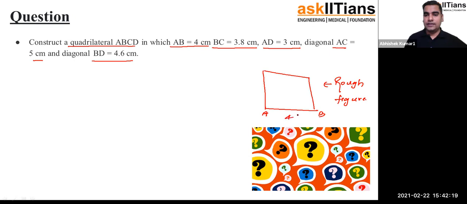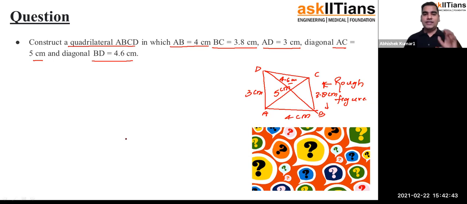AB is 4 centimeter. BC is given 3.8 centimeter. Diagonal AC is given 5 centimeter. Sorry, AD is given 3 centimeter. And BD is given 4.6 centimeter.